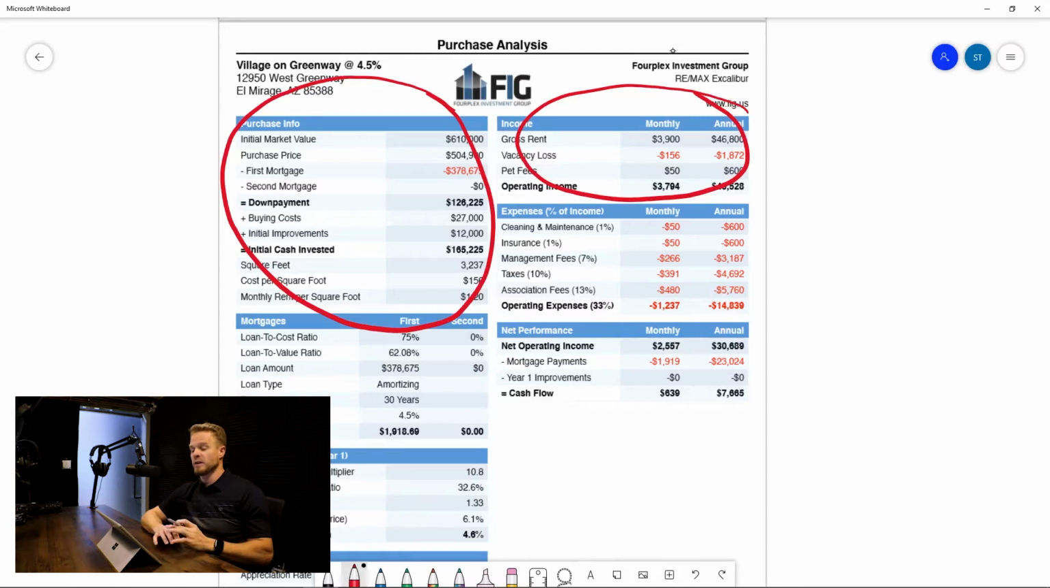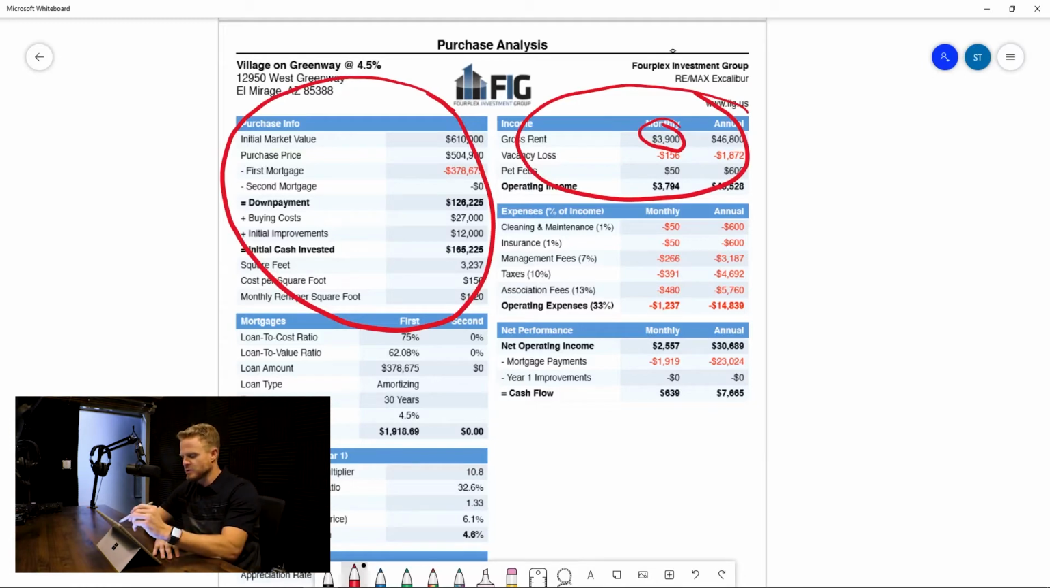You want to really look at the rents. Figure out what the rents are going to be within that location by looking at other comps within that area. And that's what we've done here specifically for the stacked triplexes. So for this specific property, we have $3,900 for the gross rent.